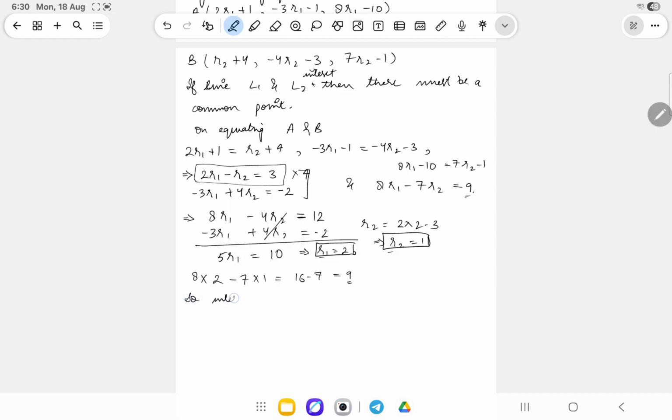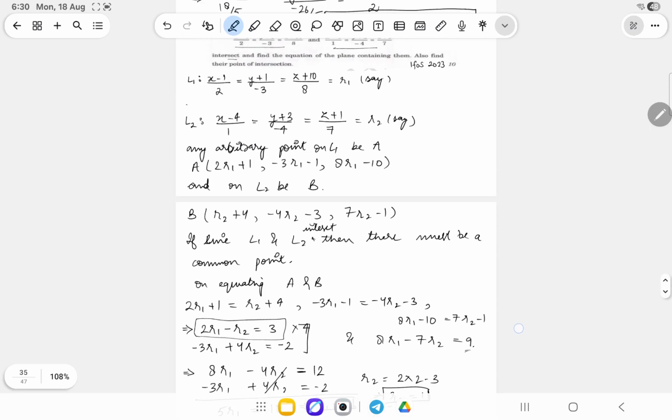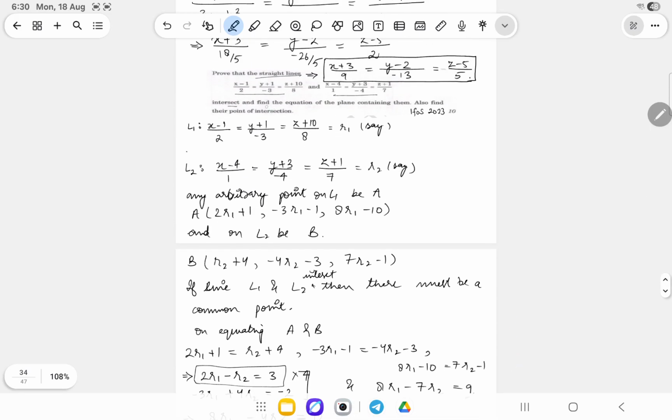So the intersecting point of line L1 and L2 is, either substitute the value of r2 in B or r1 in A, both will give the same value. So the intersecting point is 5, minus 7, 6. So this is our intersecting point. Further, they have asked us to find the equation of the plane containing them.